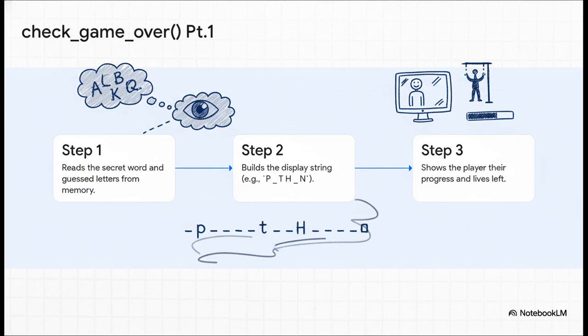Think of this one as the scorekeeper and the announcer. First, it has to show the player what's going on. So it looks at the memory, at the secret word and the guessed letters, and it builds that familiar display string. You know, the letters and underscores, P_THN, that kind of thing.